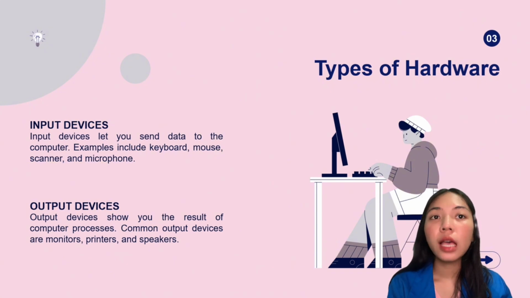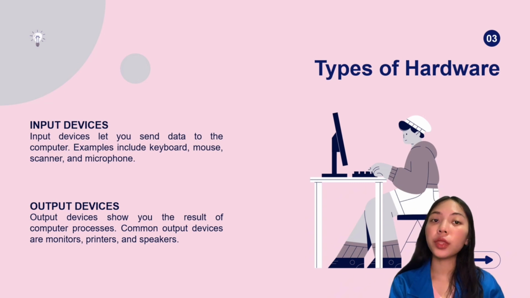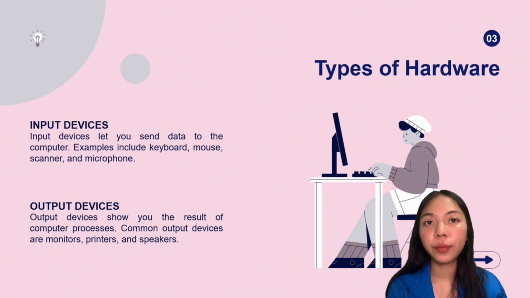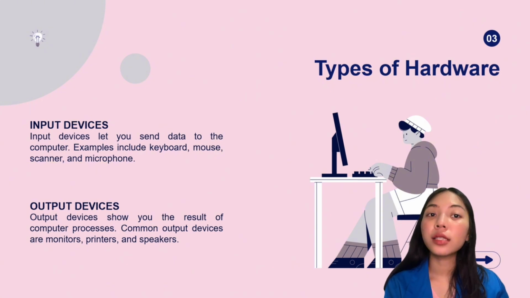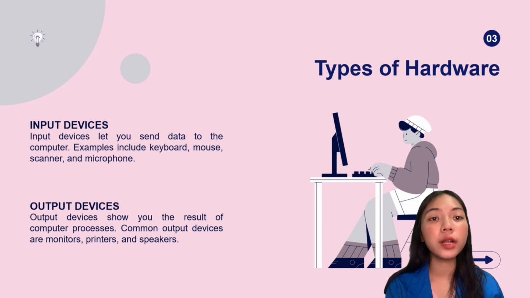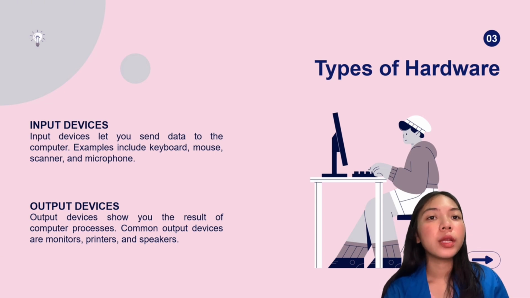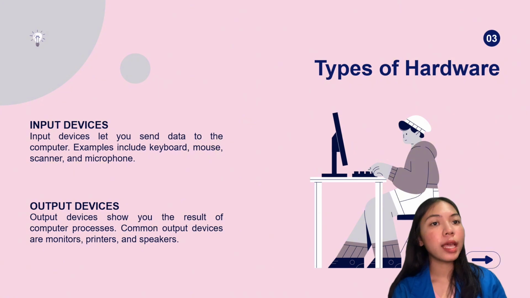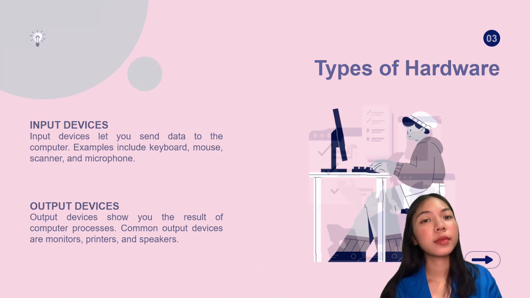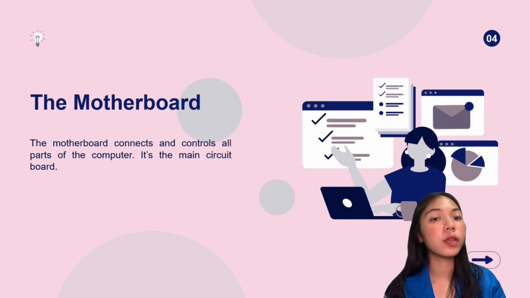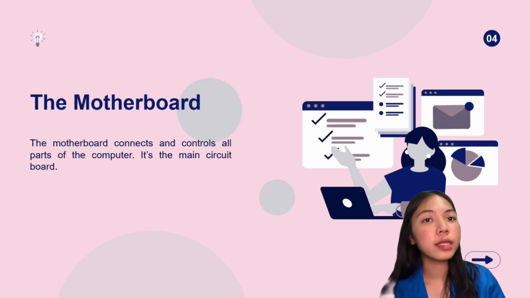Output devices show you the result of computer processes. Common output devices are monitors, printers, and speakers. Output devices show the result of computer operations. Monitors display visuals, printers give you physical copies, and speakers play sound. The motherboard connects and controls all parts of the computer. It's the main circuit board.